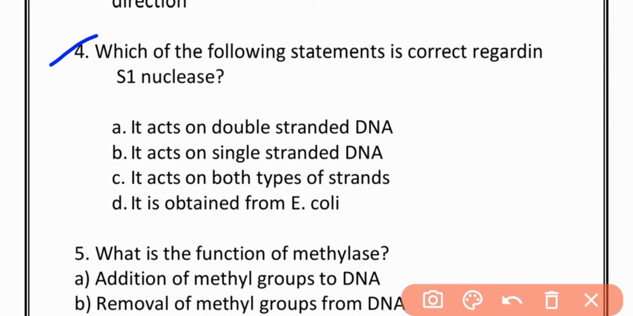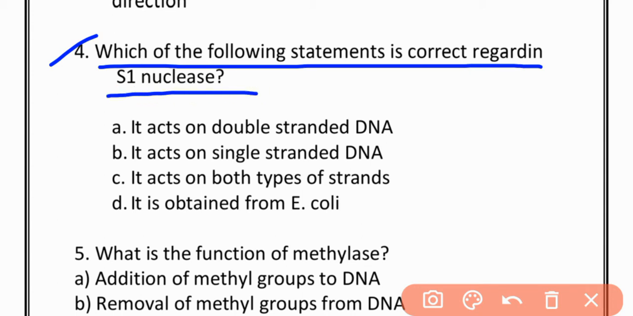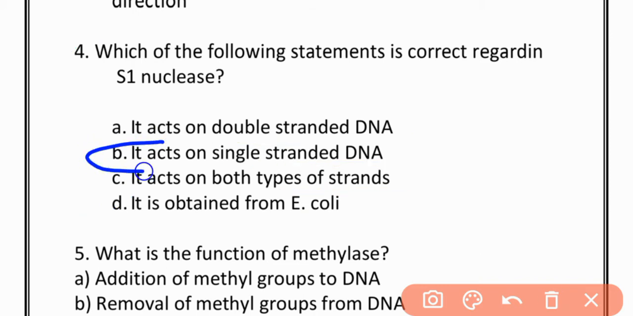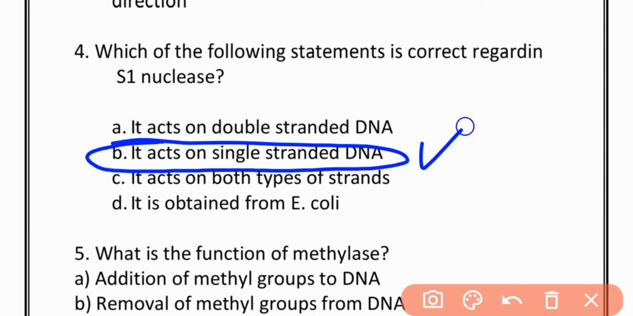MCQ 4. Which of the following statements is correct regarding S1 nuclease? It acts on double-stranded DNA. It acts on single-stranded DNA. It acts on both strands. D, it is obtained from E. coli. The correct option is option B. It acts on single-stranded DNA.